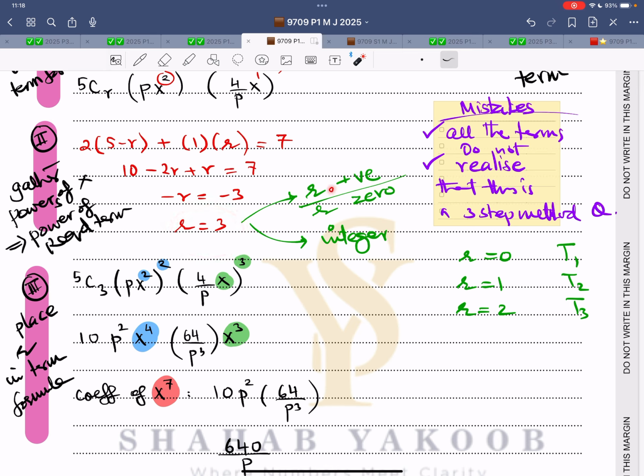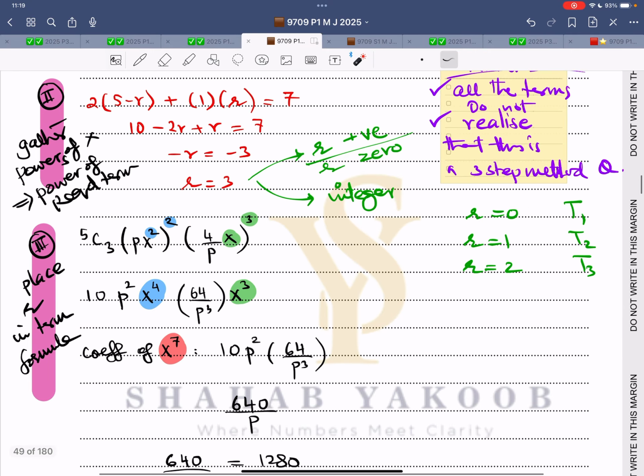r could come out to be a positive integer. r could come out to be 0. It cannot come out to be a fraction. It cannot come out to be negative. So now then place the value of r where it belongs. That is in the particular term formula.